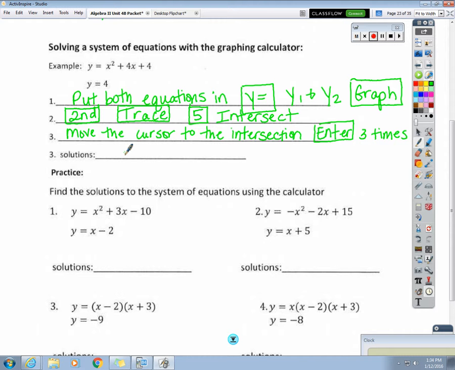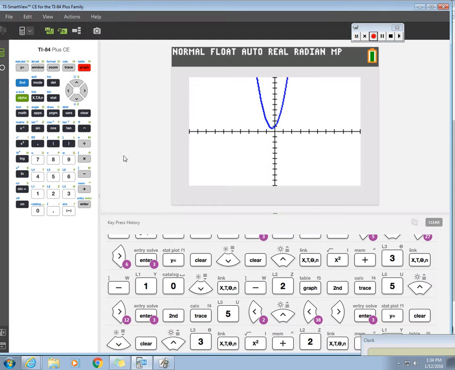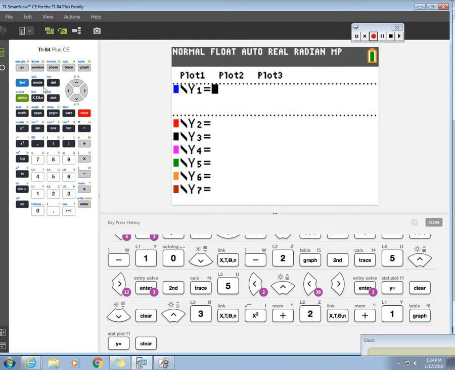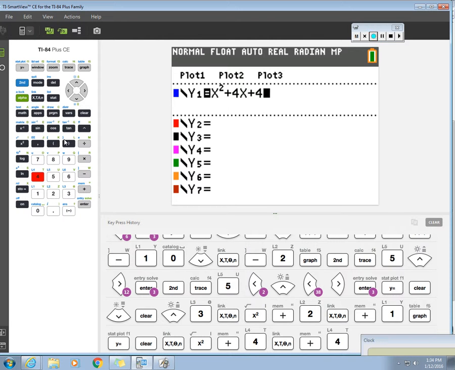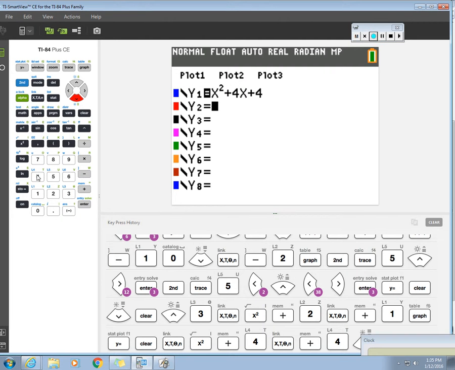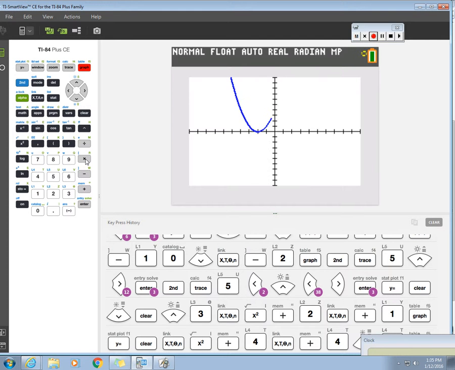This is pretty easy. Okay, so let's try it. Y equals x squared plus 4x plus 4. So what kind of function is that? So it's going to form a, what's the parabola, right? And then our second equation is what kind of function? Linear, so it's going to form a line. So let's graph it and see where they intersect.